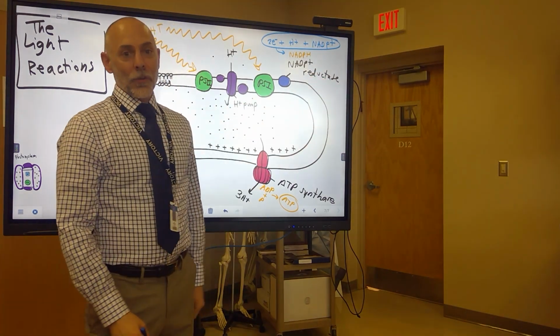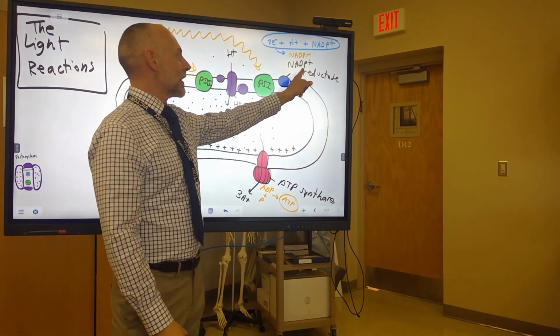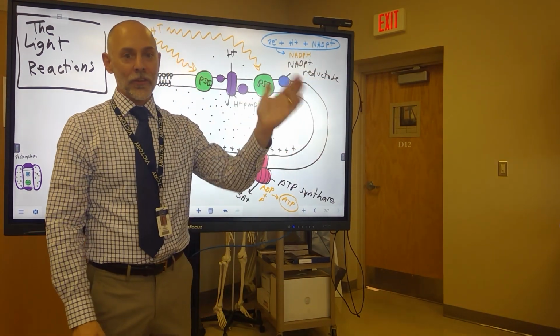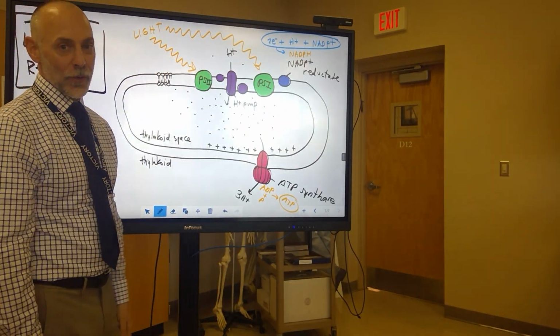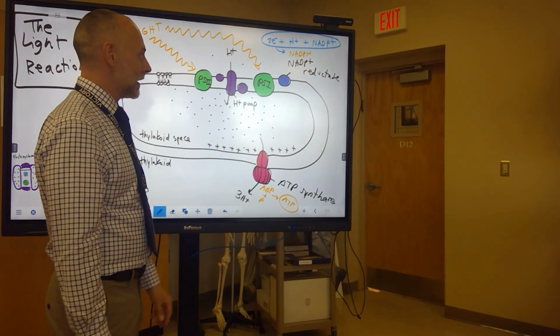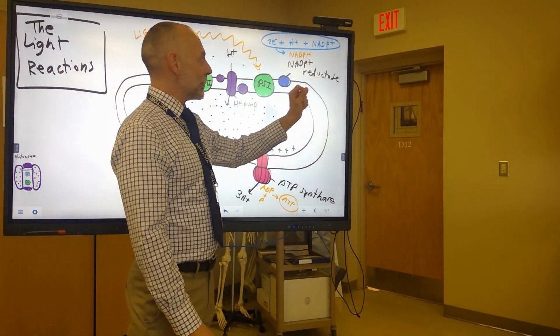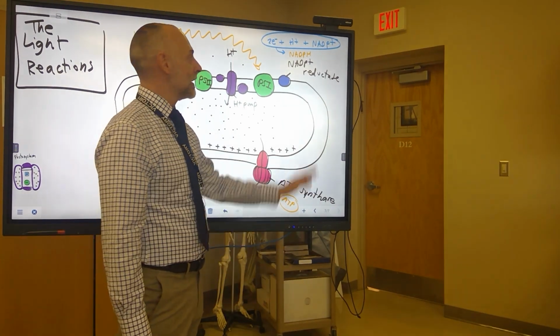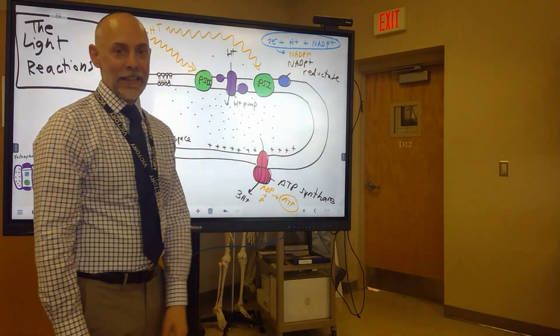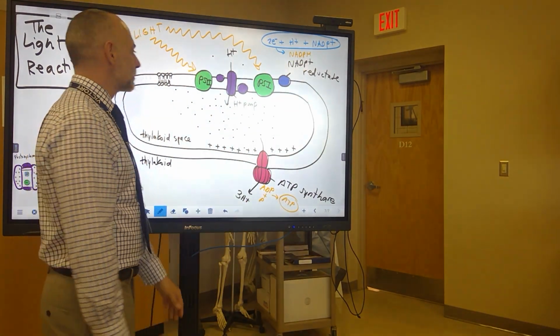NADP plus reductase, what does it do? It's an enzyme that reduces NADP plus and turns it into NADPH. How many electrons does it take? It takes 2 electrons. It also takes a proton. 1 electron to make that a neutral charge, 1 electron to turn that into a hydrogen atom. Stick it on, we got NADPH.